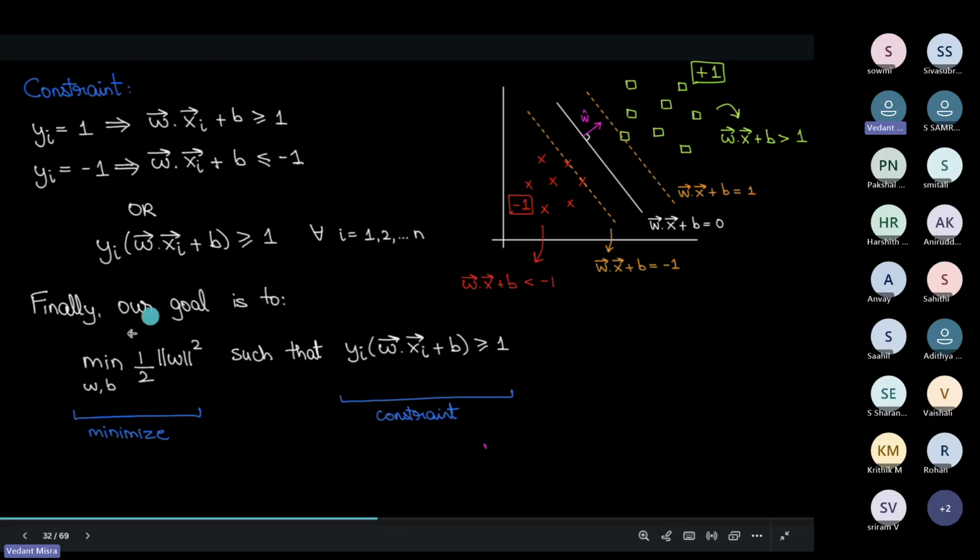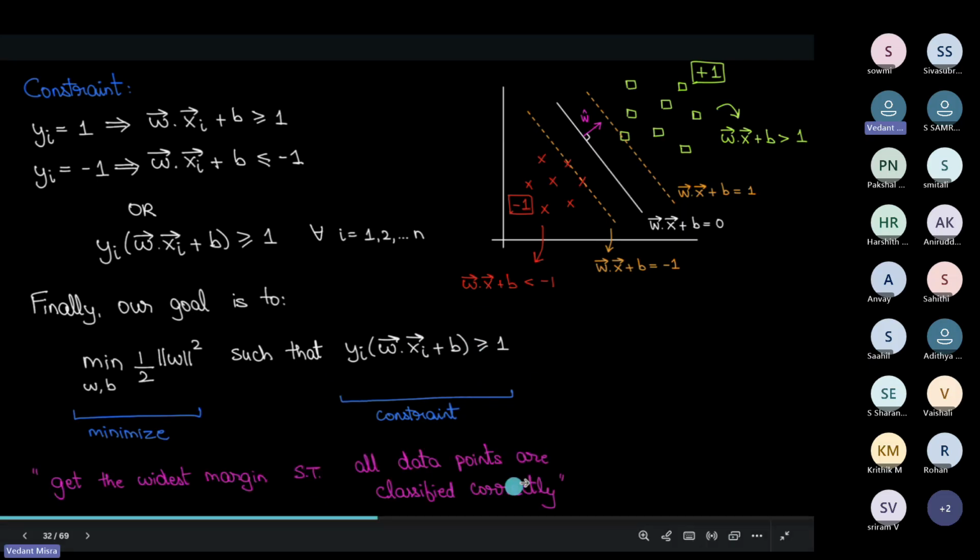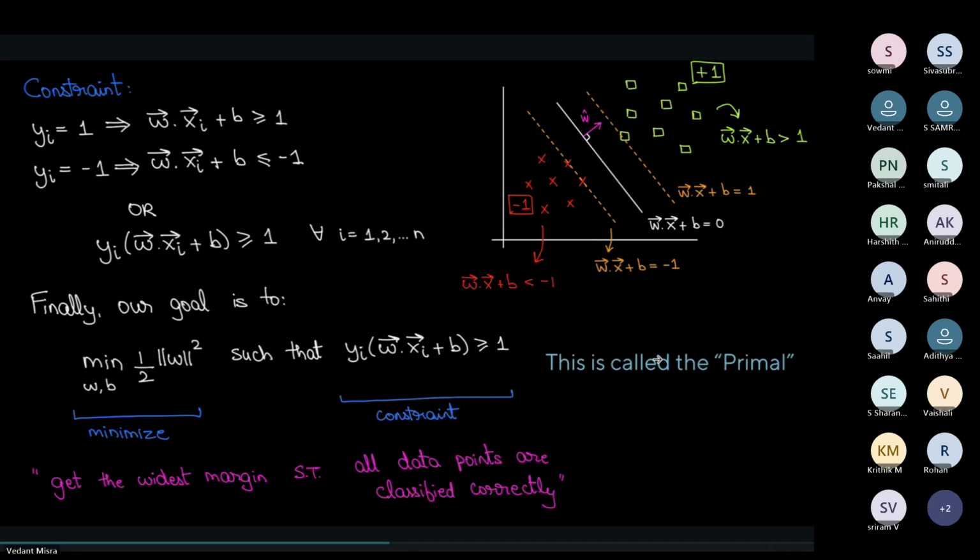This part is basically saying you make the margin as wide as you can. This part is saying you make sure you classify all the points correctly. So get the widest margin such that all data points are classified correctly. This form of the optimization task is called the primal.